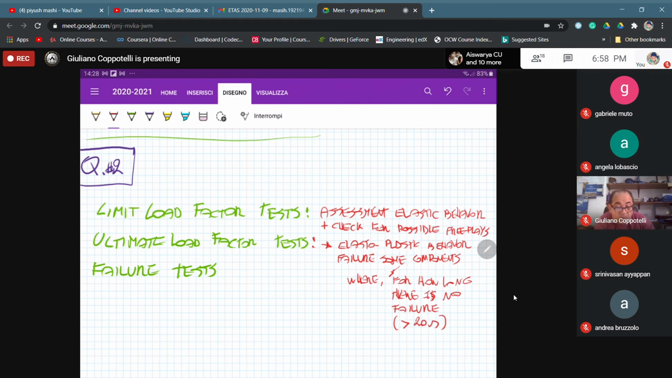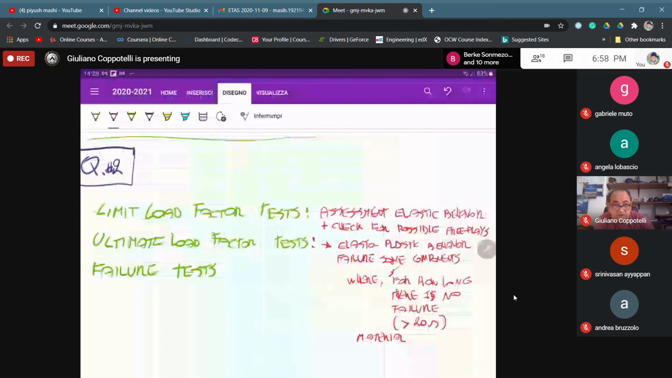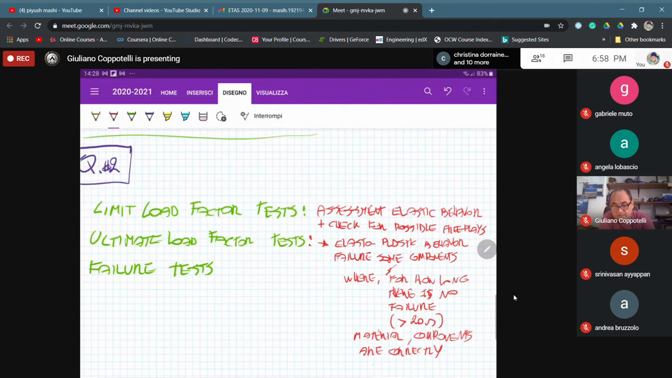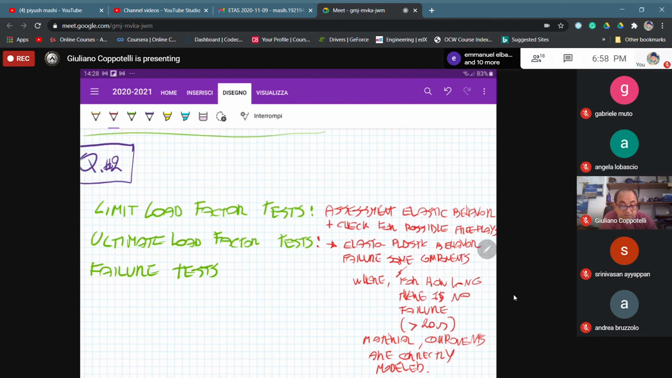Okay, and we have to check that so that we can say that your numerical model is good enough to predict some ultimate loads, that is, your material properties and components are correctly modeled. Okay, and that is of course very, very important.